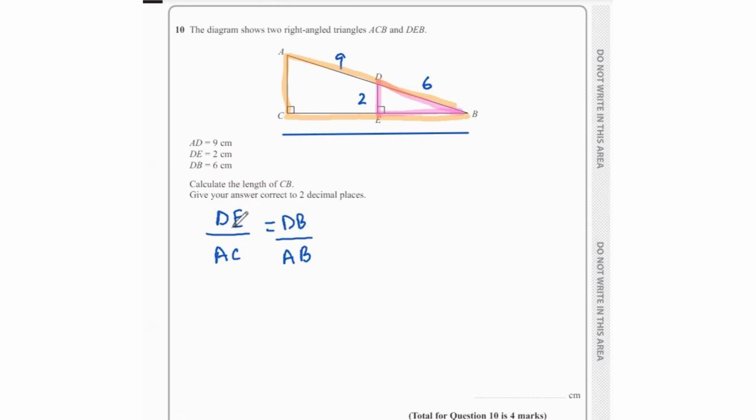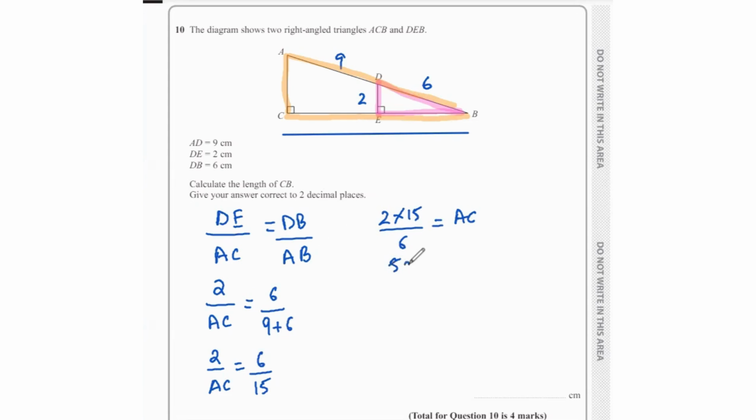So DE is given as 2. AC is what we have to find. DB is given as 6, and AB is going to be 9 plus 6. So 2 over AC equals 6 over 15. So that's going to be 2 times 15 over 6 equals AC, which is basically 5 centimeters. That is your length of AC.